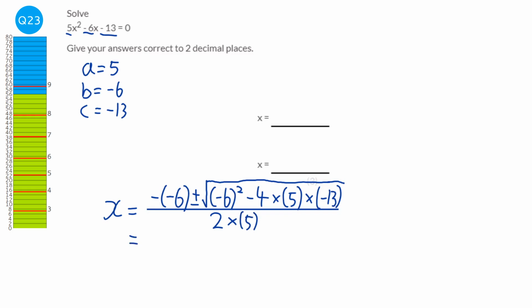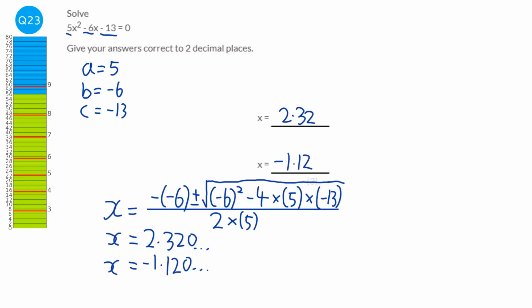Okay, we're going to put that into our calculator with a plus there first. And it gives us 2.320 blah blah blah. And we're going to do the same thing again, but we're going to use our calculator to go back to the plus there, and we're going to change it to a minus, and then we're going to press equals. And that gives us minus 1.120 blah blah blah. So it's 2 decimal places, it's going to be 2.32 and minus 1.12.